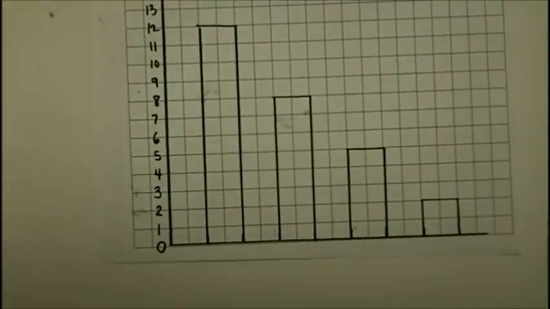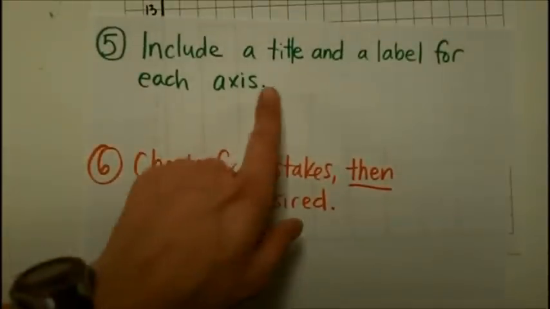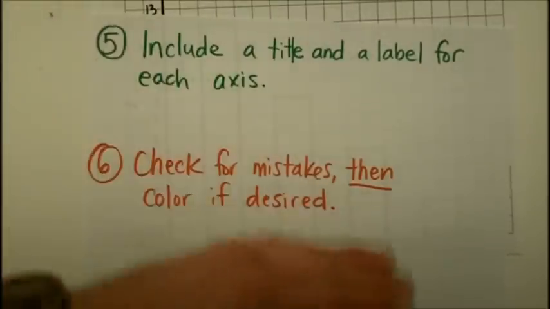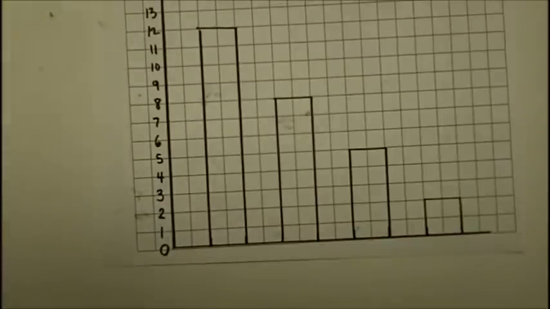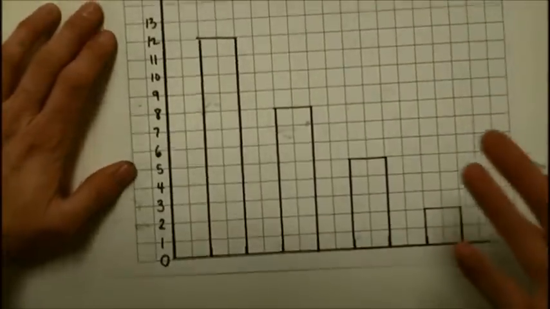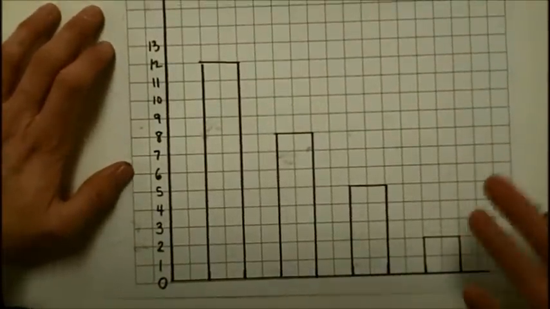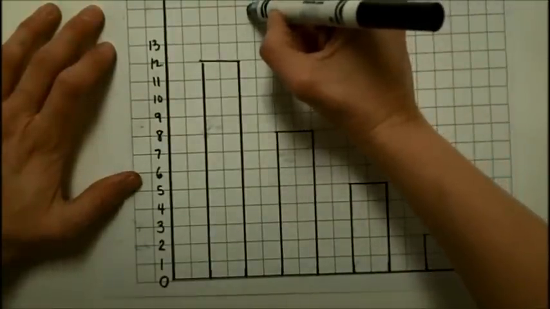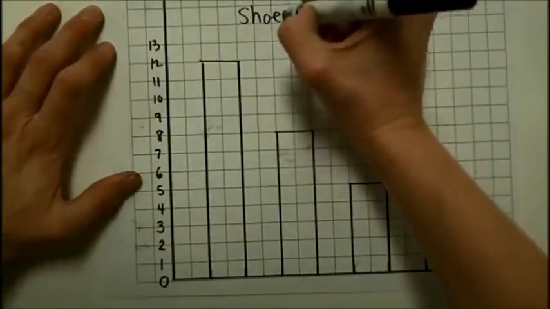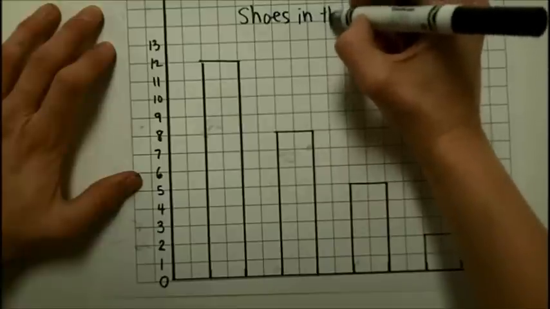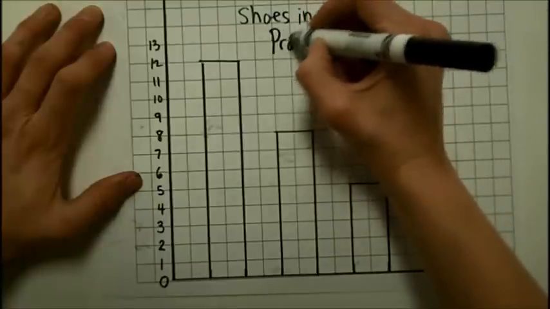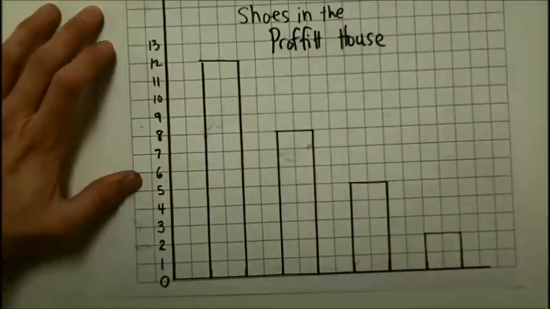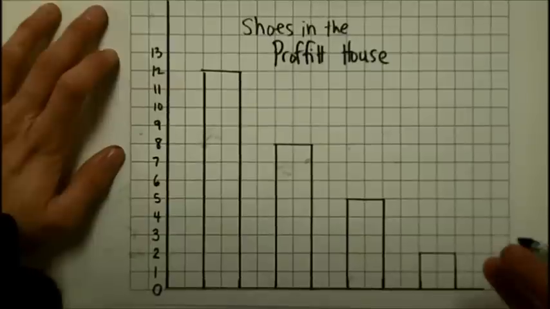Okay, great. Now I'm ready to include a title and label for each axis. So I need a title for the bar graph and then a label for both sides. So a title needs to be something that lets the reader of this graph know immediately what kind of data is being displayed. So I'm going to name my bar graph Shoes in the Profit House.